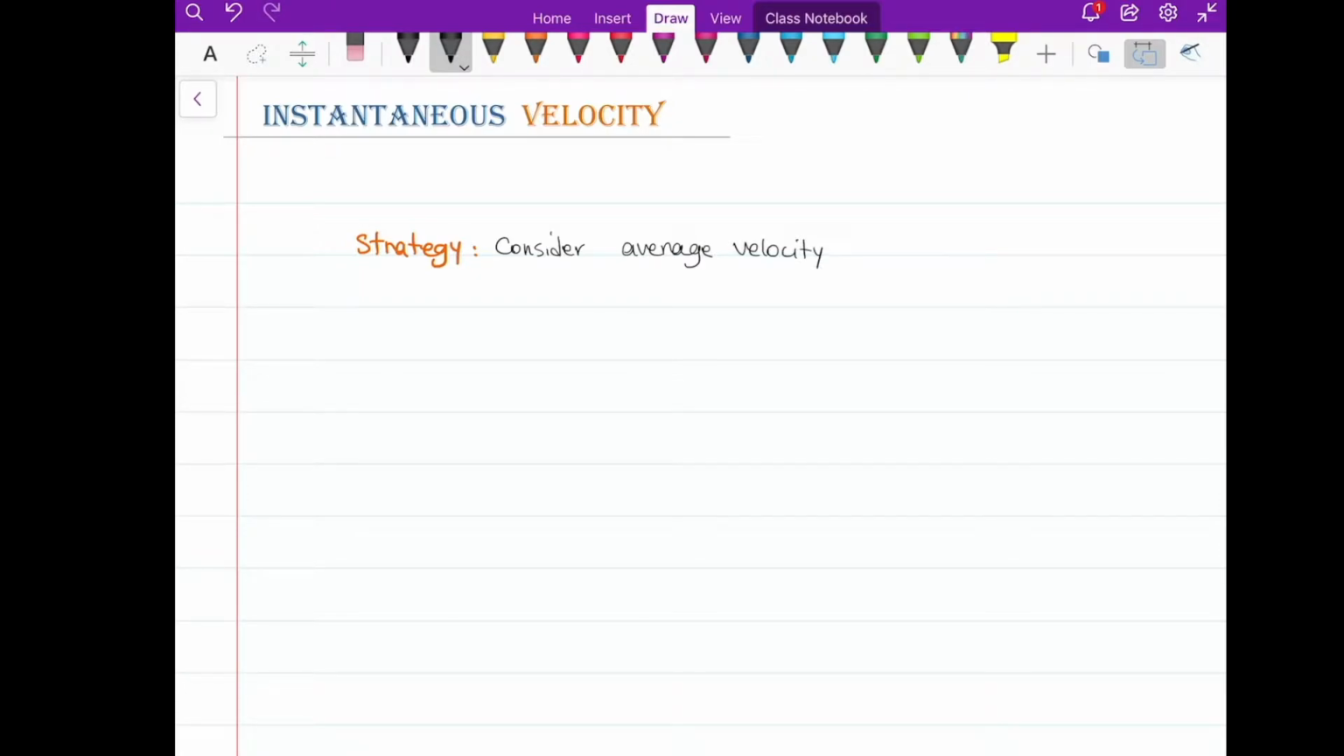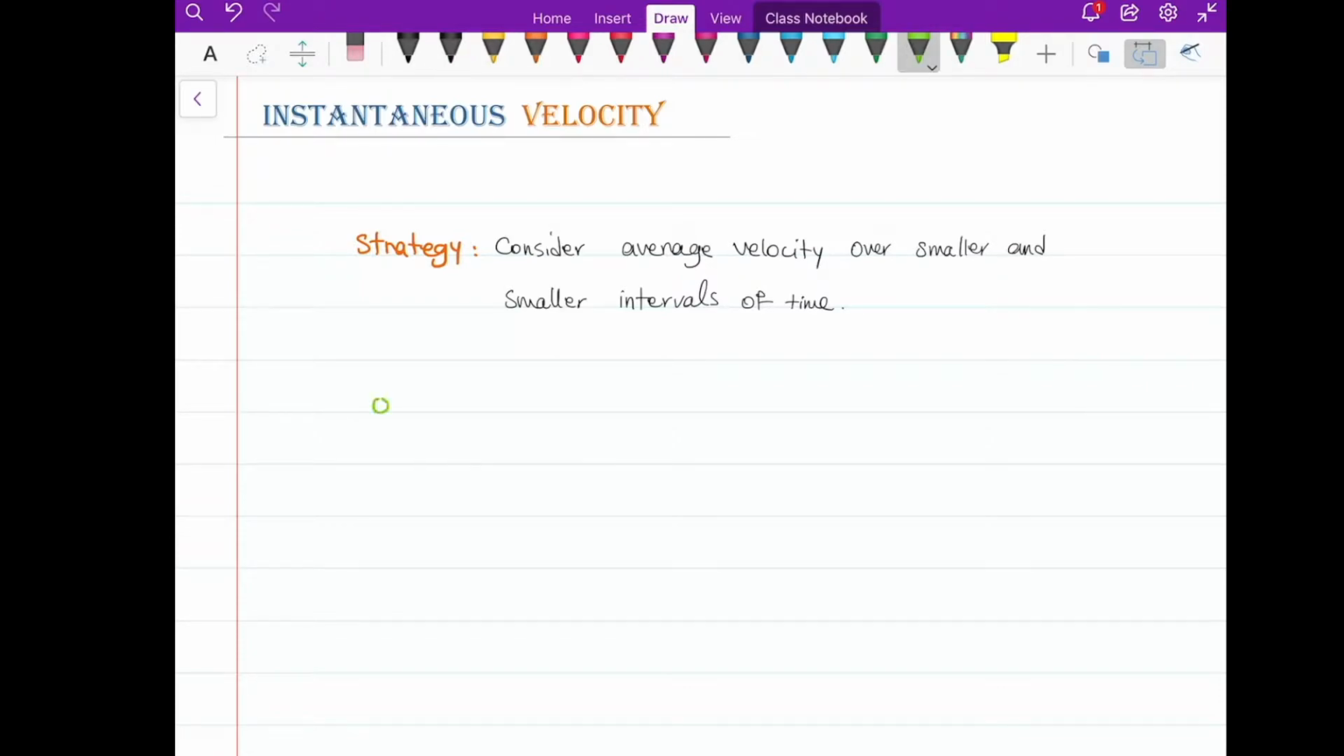And you know that for average velocity, I need two points, two distinct times, and then we're going to have the displacement over change in time. This gives me the average velocity. But if we consider average velocity over smaller and smaller intervals of time, then we can get the instantaneous velocity.